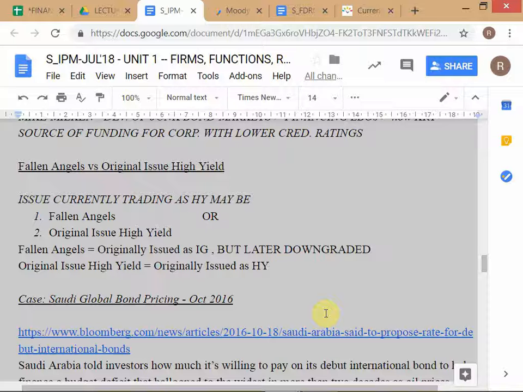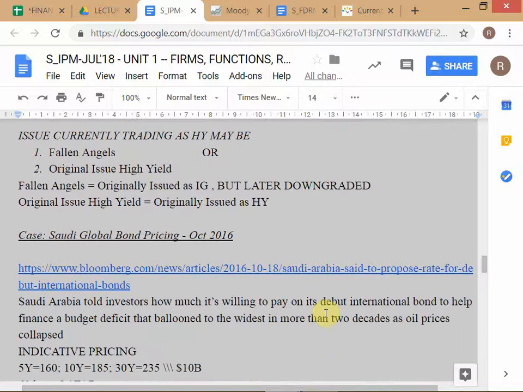Please understand the distinction. One of the distinctions you'll have in the debt markets and the discussion is: is this a fallen angel, or is this an original issue high yield? Read this here. Don't worry about the Saudi Arabian bond pricing case, that we'll come to later.